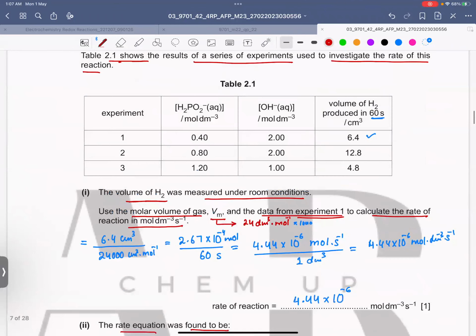Let us consider experiments 1 and 2, because in experiments 1 and 2 the concentration of hydroxide is exactly the same. And if you see the change in the concentration of H2PO2, it is exactly doubling. And the rate is also doubling, right?